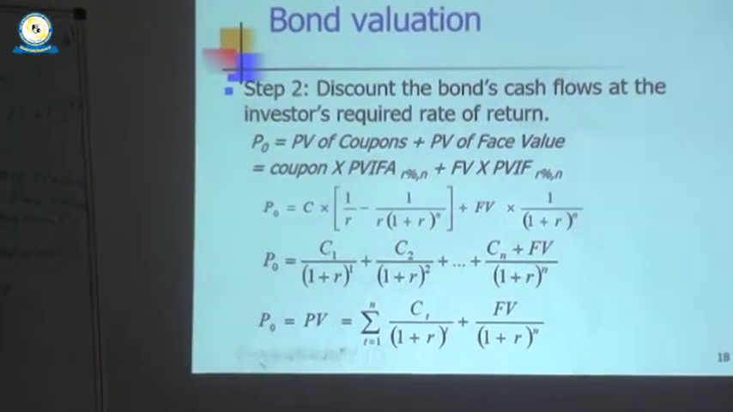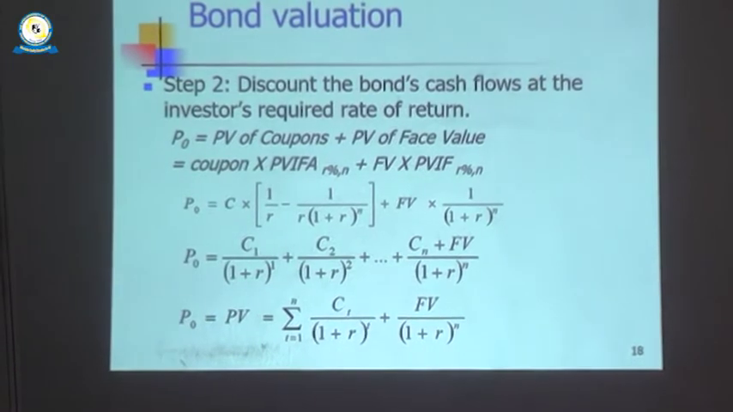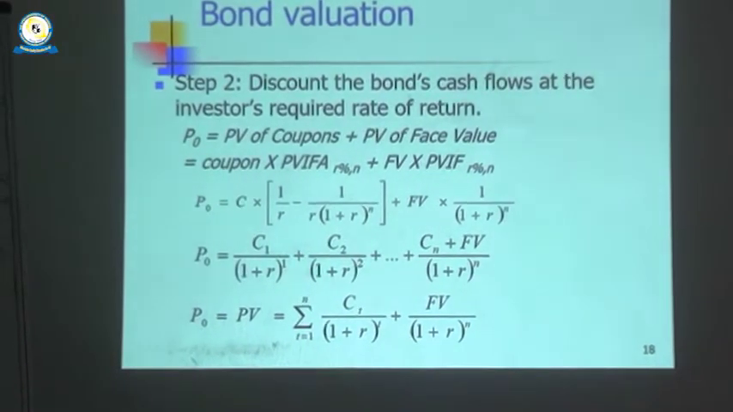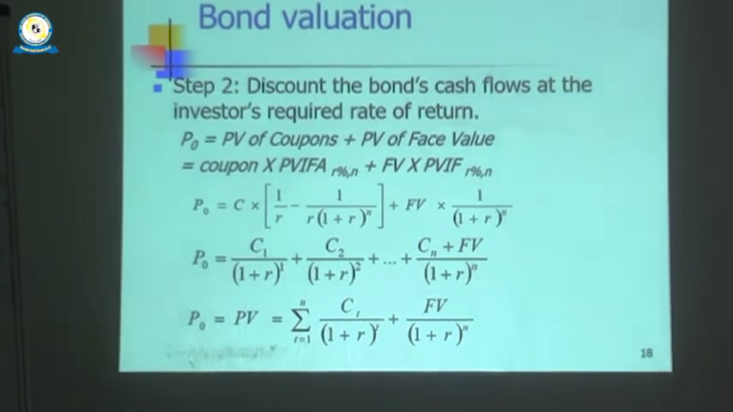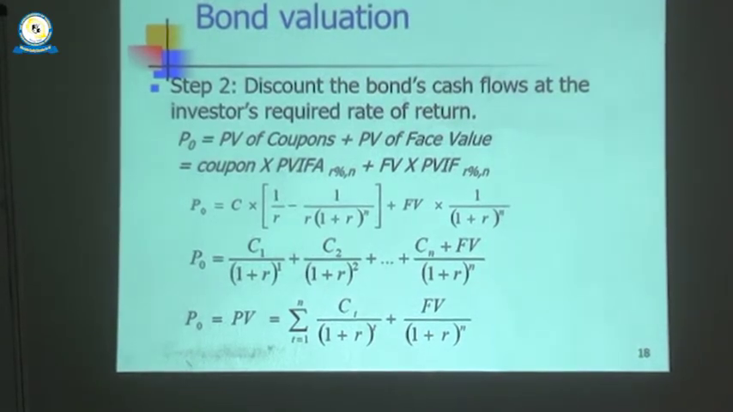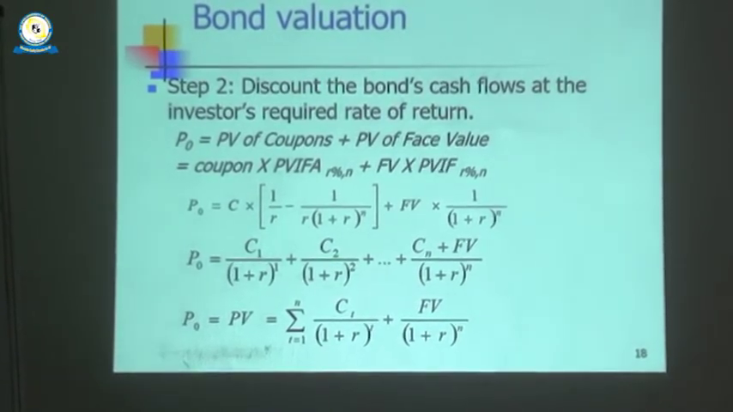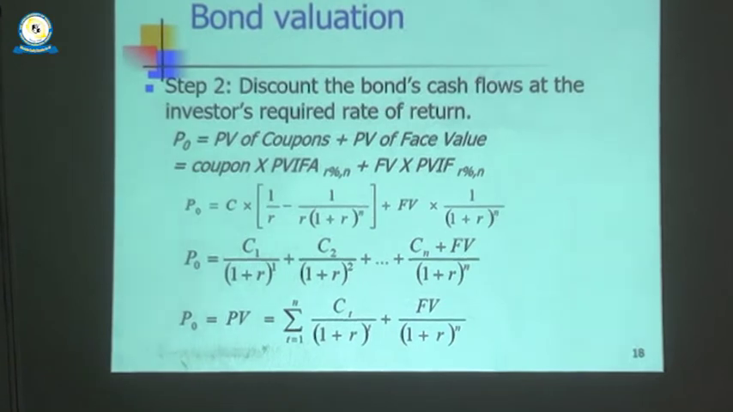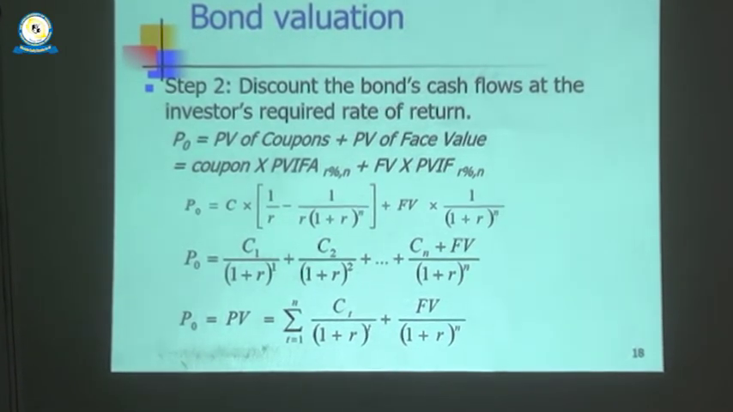Now, in order to value the bond, the second step is to discount the bond's cash flows at the investors' required rate of return. In this regard, the price of the bond is taken as the present value of coupons plus the present value of face value. It means you discount the coupon and then you add the discounted face value.